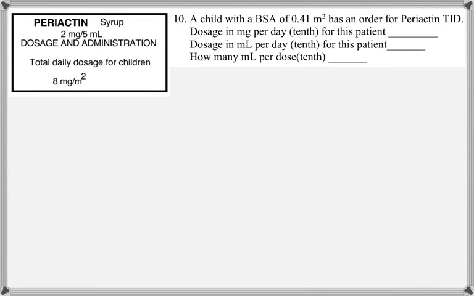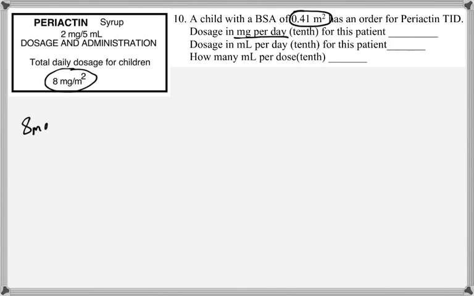Number 10 says, a child with a BSA of 0.41 square meters has an order for Periactin TID, and they want us to find the dosage in milligrams per day. So we have the BSA already, so I don't need to use the formula, but I do need to set up a proportion with the rate that also has a m squared, and that would be this one.